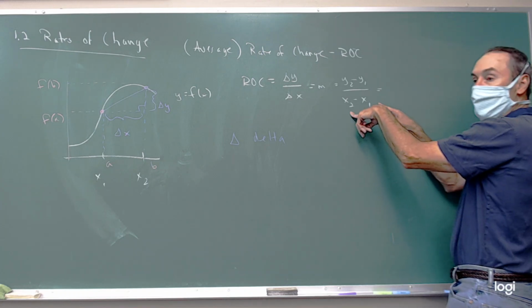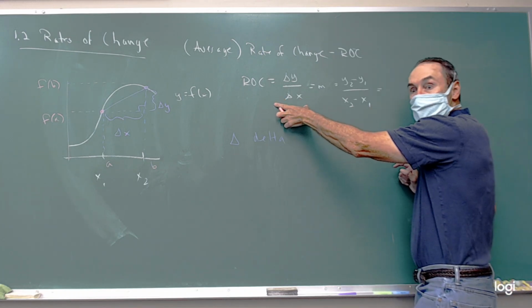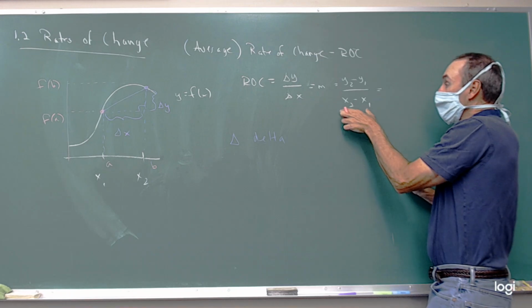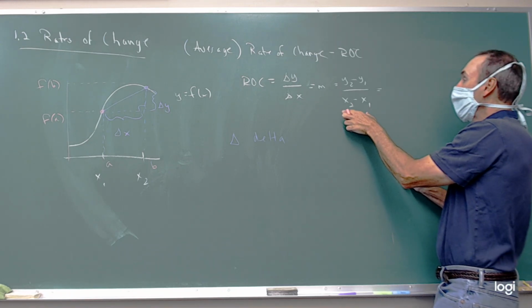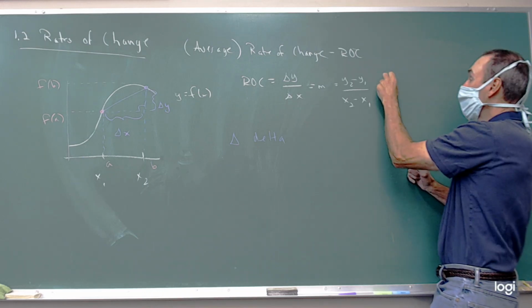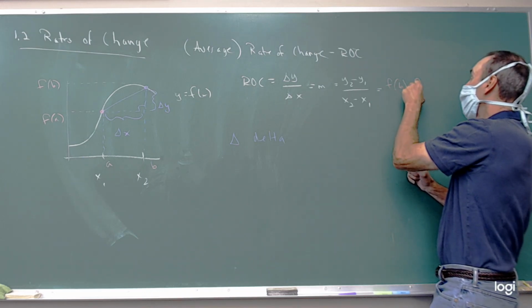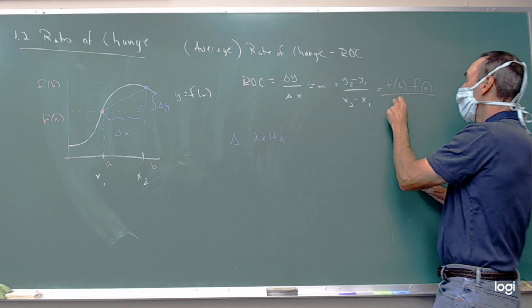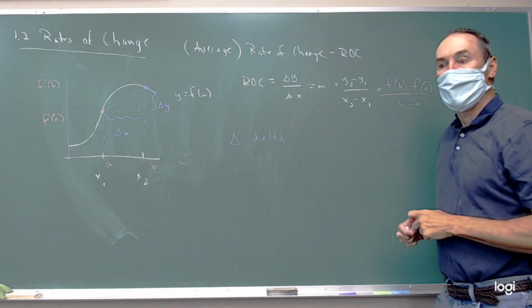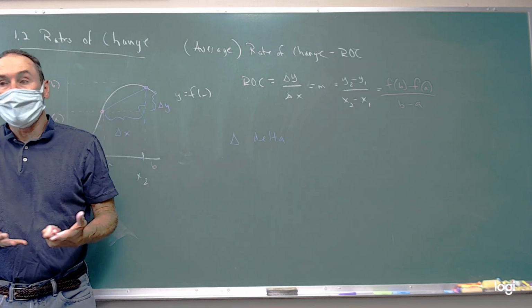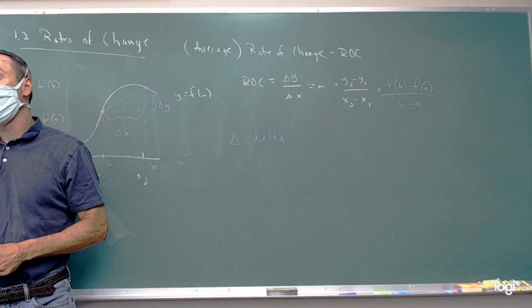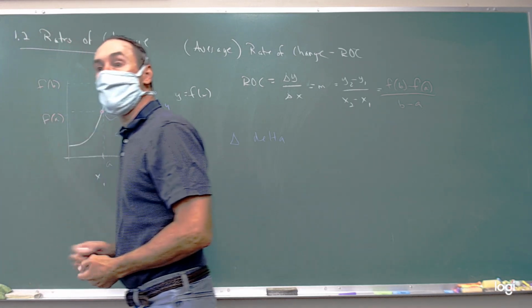So another way of getting this average rate of change, besides the familiar y2 minus y1 over x2 minus x1, we could call that, using function notation, f of b minus f of a all over b minus a. So don't get thrown by the function notation. It's a familiar, hopefully, idea from before. And this is an average rate of change.